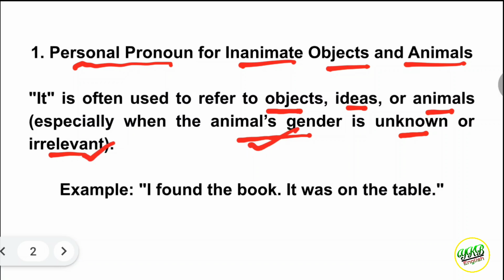or irrelevant. For example, I found the book. It was on the table.